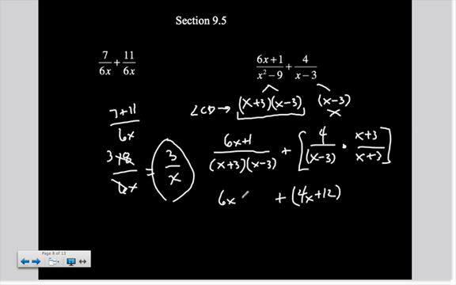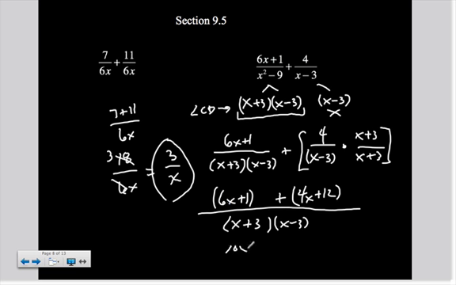Over here I have 6x plus 1. And that's all over my common denominator, x plus 3 times x minus 3. 6x plus 4x is 10x. 1 plus 12 is 13. All over x plus 3 times x minus 3. Now, I would also at this point want to look to see if I could factor the numerator and cancel common factors. So in this case, simplification happens at the end. In the case of multiplying and division, simplification happens first. But there's always simplification involved in these problems.